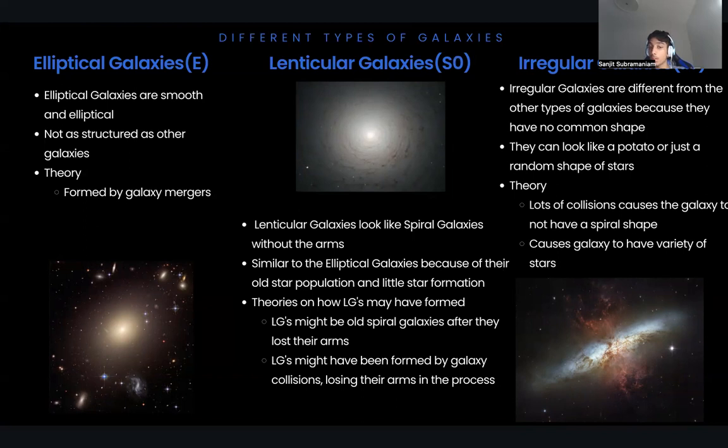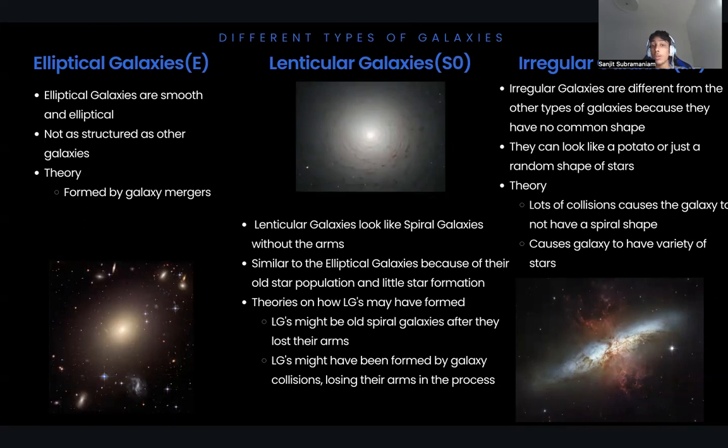Lenticular galaxies, on the other hand, are basically spiral galaxies with no arms, since they have a disk and a bulge in the middle of the galaxy. The characteristics of a spiral galaxy without its arms, basically. They're also alike to the elliptical galaxies because they have a tiny amount of star formation, and most of their population consists of older stars.